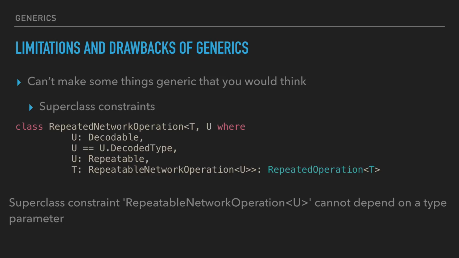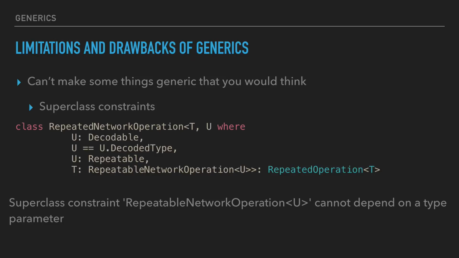So I basically tried to build up a list of constraints on the type I was going to decode, while at the same time also defining a type of operation, having a superclass that itself was generic to a type that I was defining in my class definition. And you would get an error there called superclass constraint repeatable network operation: you cannot depend on a type parameter. That's another limitation that might be lifted with Swift 3, but we'll see if that actually works.